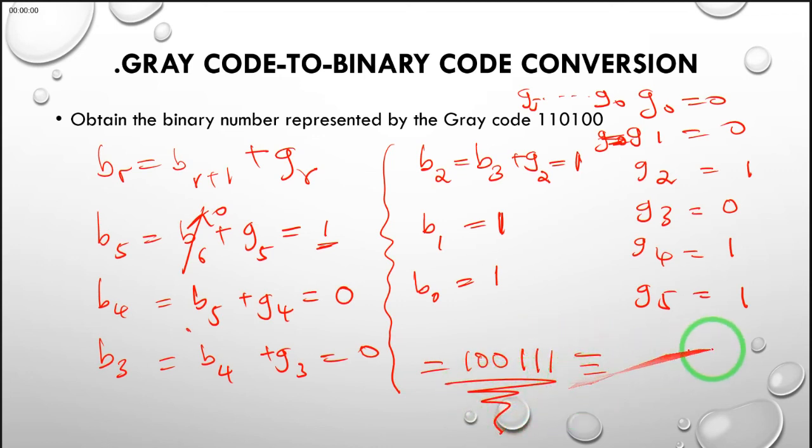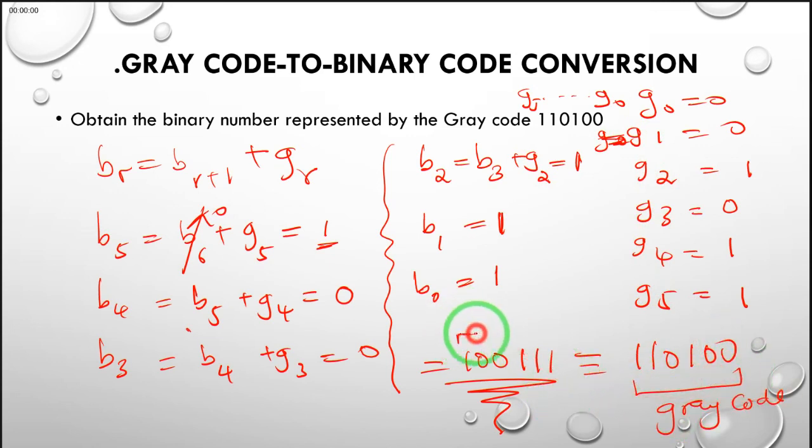This one in binary is equivalent to what we had been given earlier as 110100. This is in gray code, and this is in binary code.